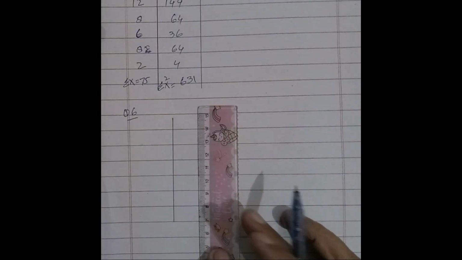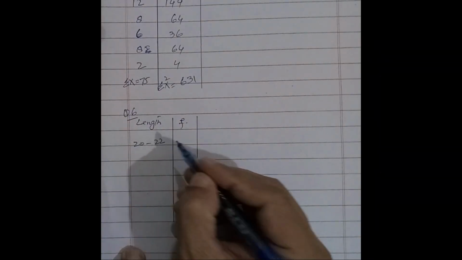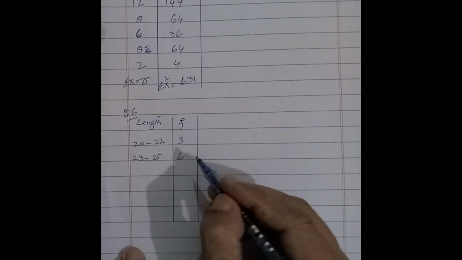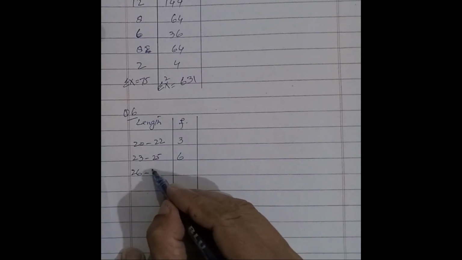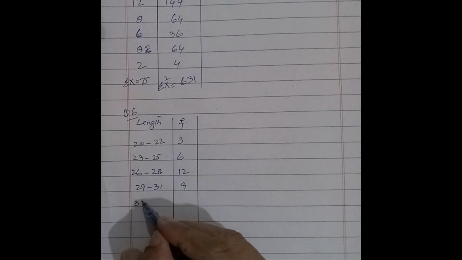And the next is frequency. The length of 32 items. The first is length, and next is frequency. Now we put the values: 20 to 22, frequency is 3; 23 to 25, frequency is 6; 26 to 28, frequency is 12; 29 to 31, frequency is 9; 32 to 34, frequency is 2.